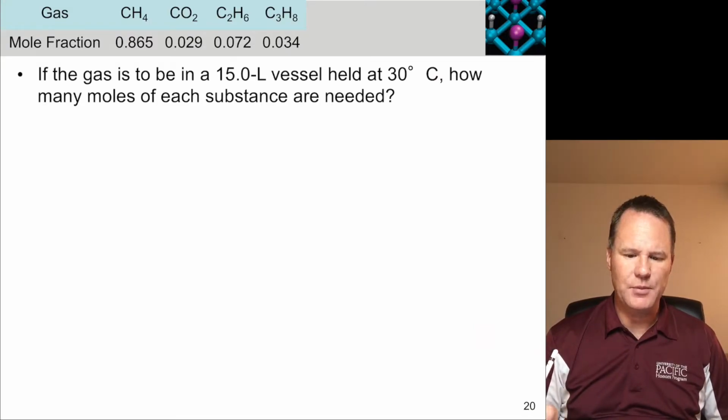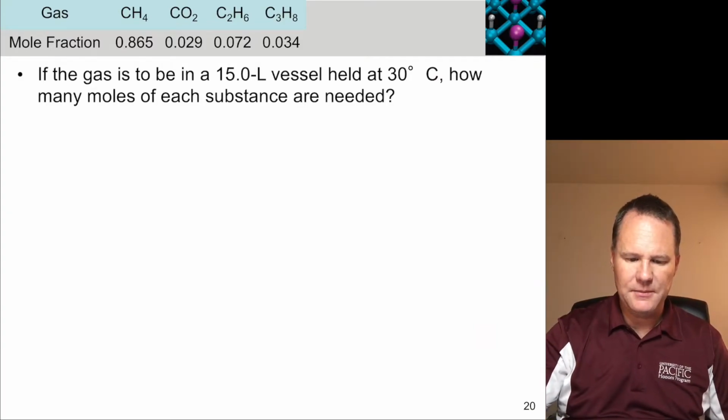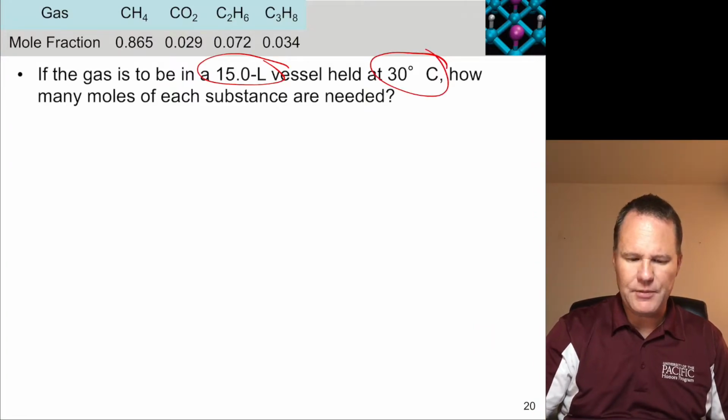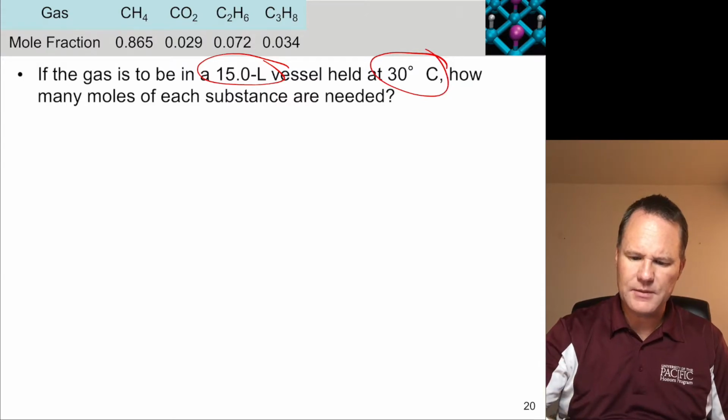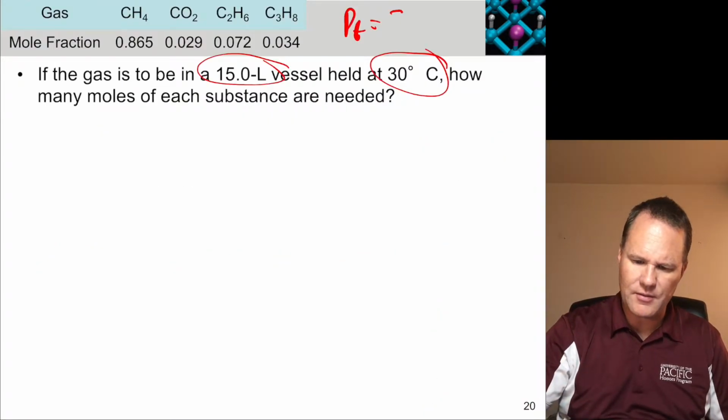And so if we got that far, how about the individual moles of the substances? How many moles would I have to put in? So I opened a new page so that we have enough room here. How many moles would each substance be needed? So we have a 15-liter total vessel. We know the temperature. We know the total pressure, right? So what was the pressure? The total pressure was 750 torrs, right?